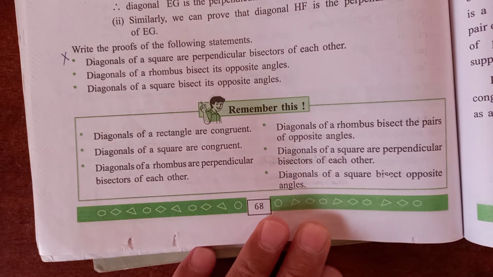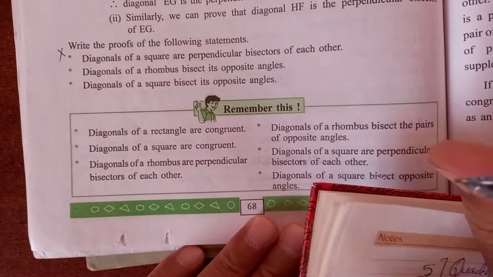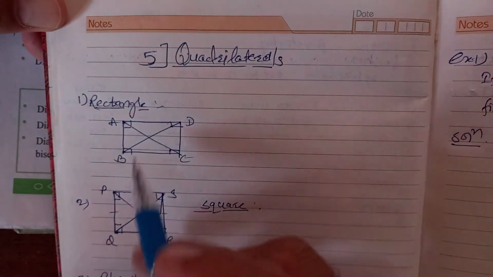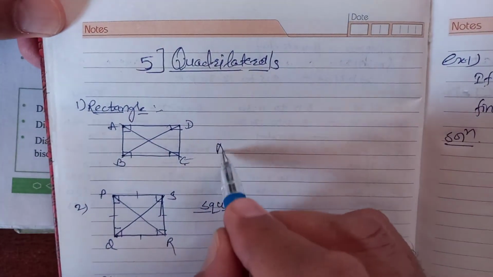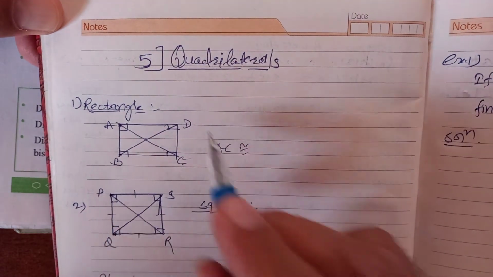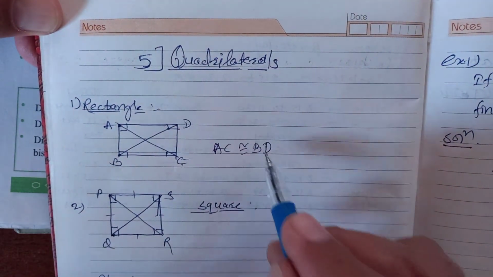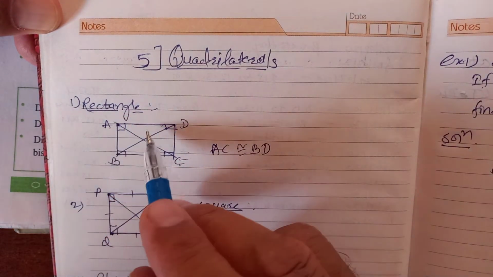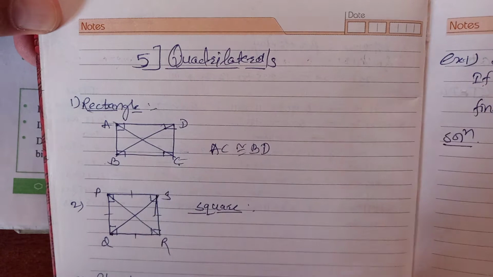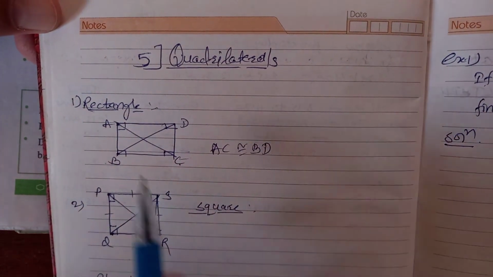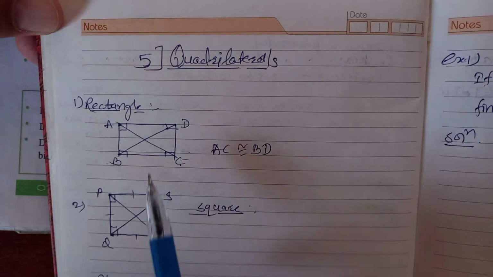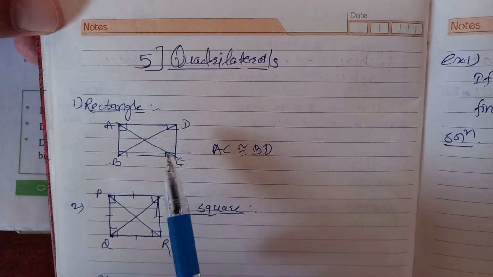Now you have already seen what it means that diagonals of a rectangle are congruent. Suppose this is the rectangle. Diagonal AC is congruent to BD. Now how do we write the proof? You can consider triangle ACB and triangle DCB, and show these two triangles are congruent. Last year you studied the tests of congruency, but they do not ask for the theorem. Just use it.